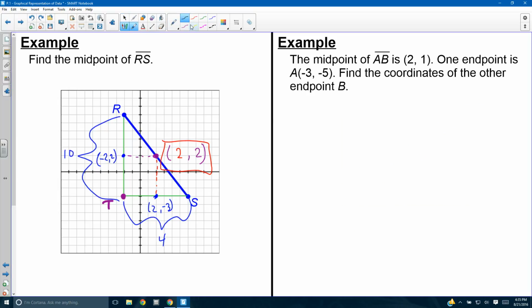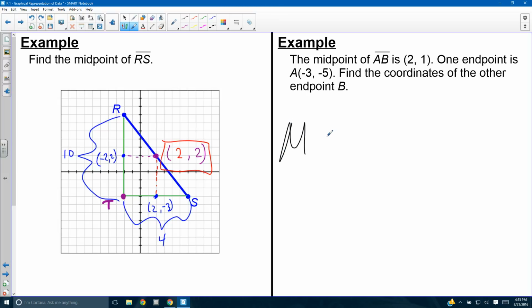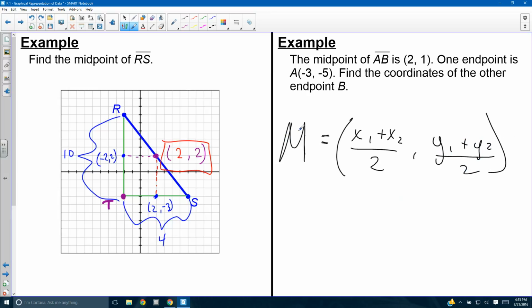Now, I'm not saying you have to remember what the formula is, but you do have to remember that the formula is not just numbers, it's coordinate points. This M isn't a number, it's two numbers. M is (x1 plus x2 over 2, y1 plus y2 over 2). Remember, M is some set of values. This is what they are.